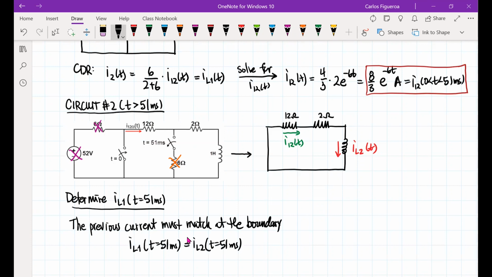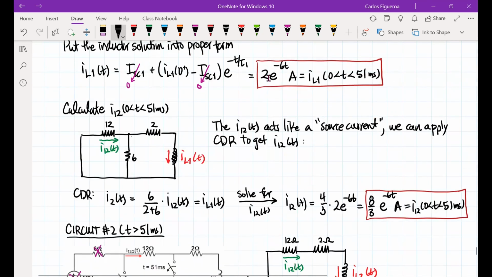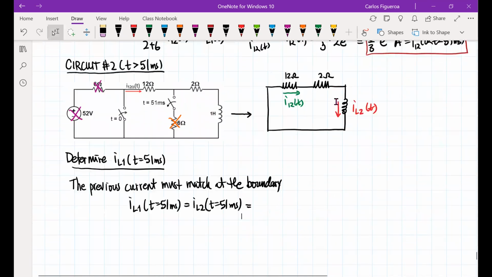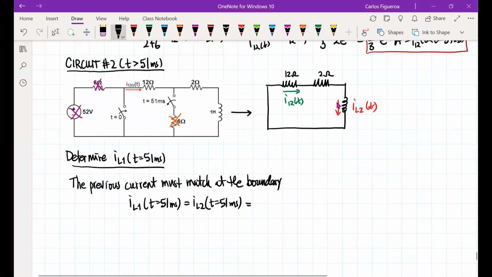But we don't know what IL2 is, so I only use the solution for I, this solution right here, which is 2e to the minus 6t. So if I plug this in, note that this should be 2e to the minus 6 at 51 milliseconds. And when I compute that value, I get 1.47 amps. And that's IL1 at 51 milliseconds. So I now have my initial condition.